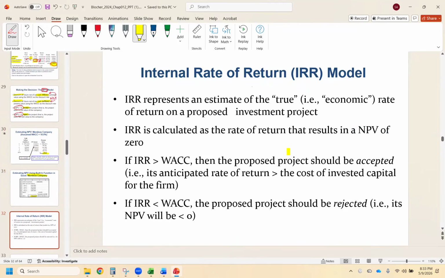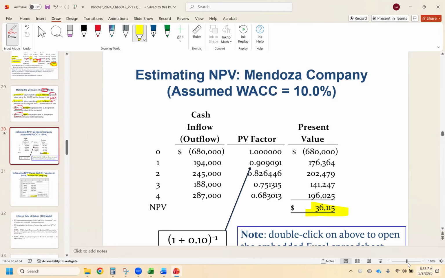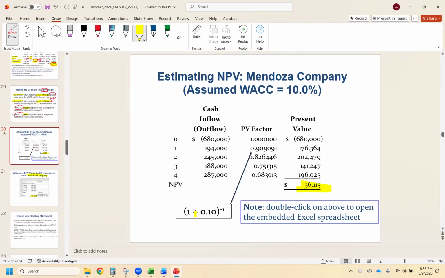And you can also use the formula if you want. 10% is the weighted average cost of capital. So you put your interest rate in there and add 1 and then to the power of -1. Don't do that. I don't think that formula is right. Don't do that. Okay.